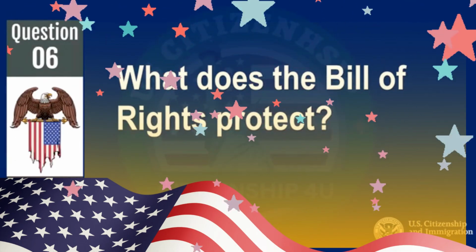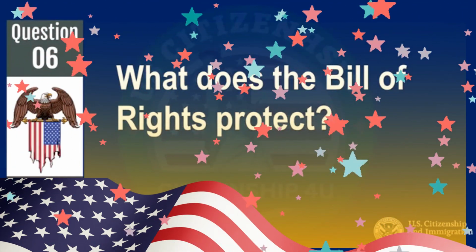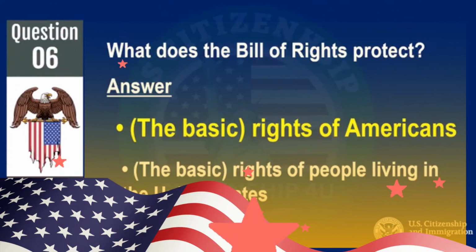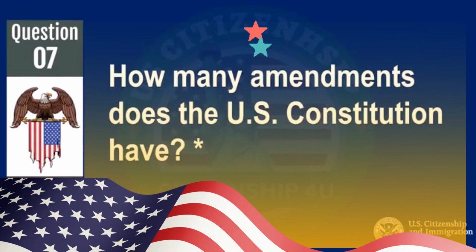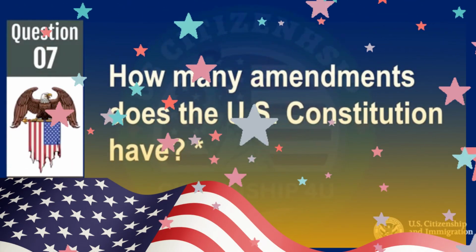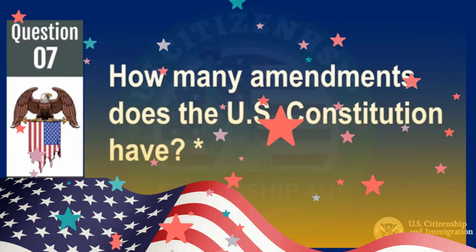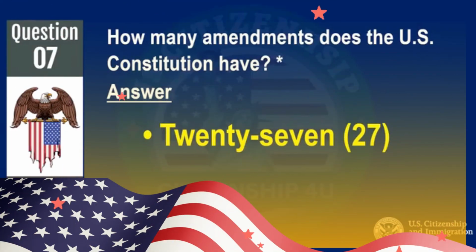What does the Bill of Rights protect? The basic rights of Americans. How many amendments does the U.S. Constitution have? 27.